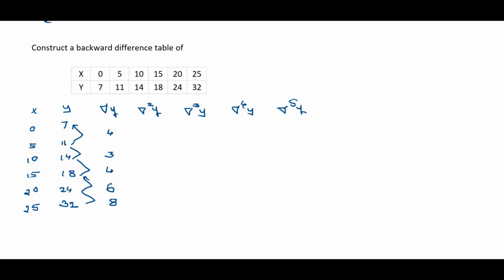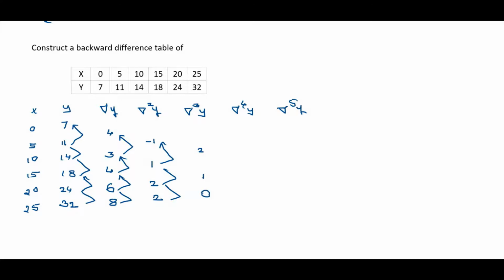Second backward difference is again 3 minus 4. 3 minus 4 is equal to minus 1. 4 minus 3 is equal to 1. 6 minus 4 is equal to 2. And 8 minus 6 is equal to 2. For the third backward difference, 1 minus minus 1 is equal to 2. 2 minus 1 is equal to 1. And 2 minus 2 is equal to 0.